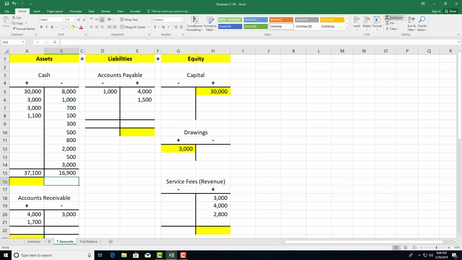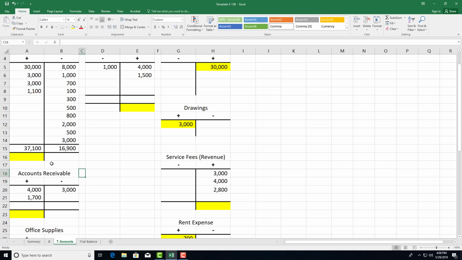I want to add up all of the credits. But ultimately, we have to have a single ending balance. We would never stop here and leave it like this. We want to find a final balance. It's either a debit or credit balance. So what I want to do then is say the ending balance is equal to cell A15 minus cell B15. Hit enter, and there's my balance.